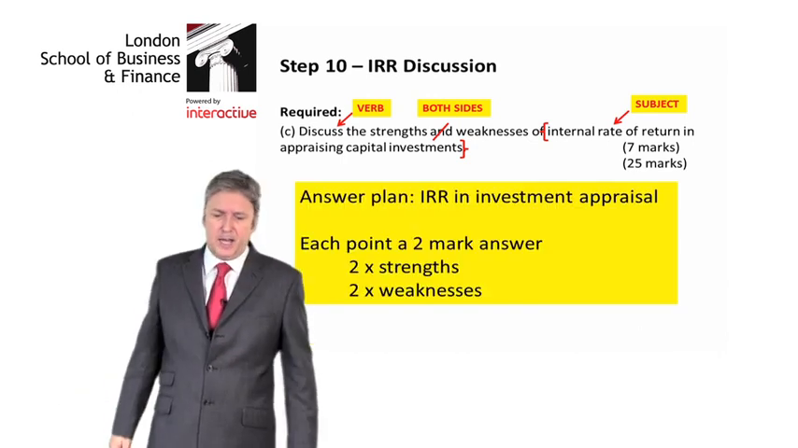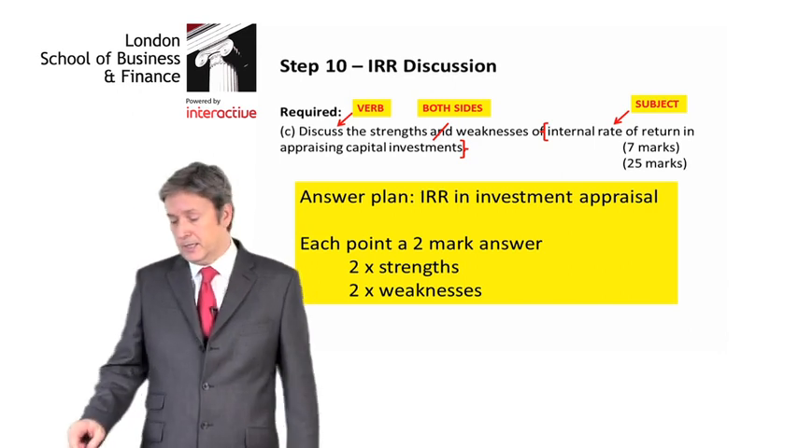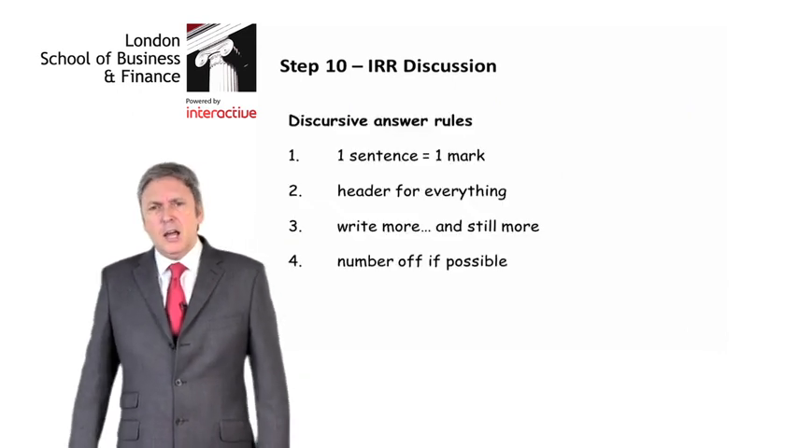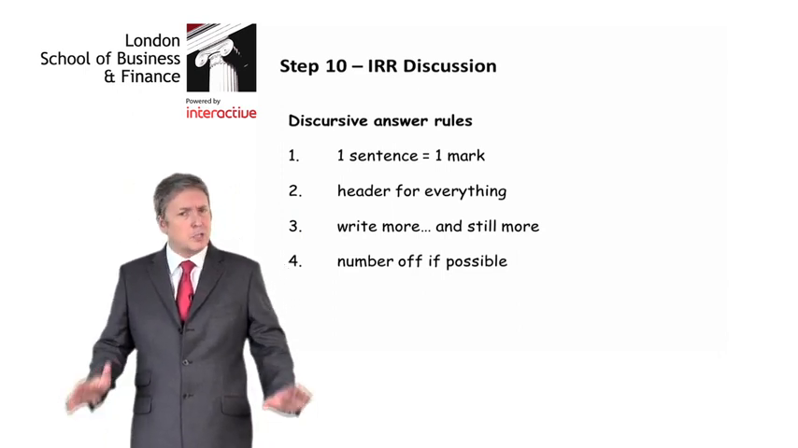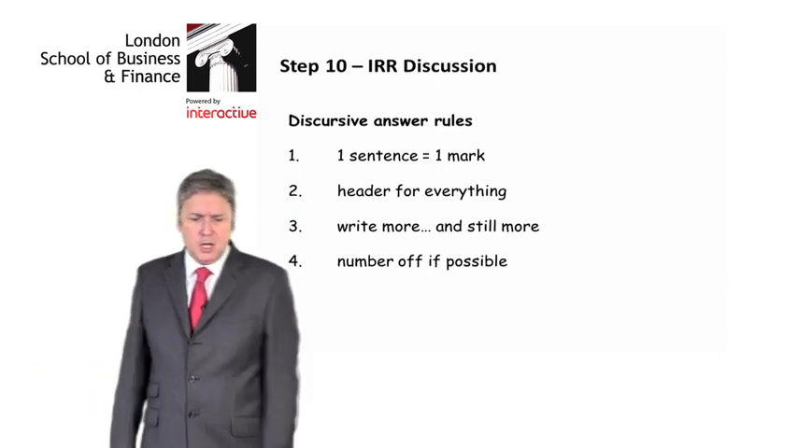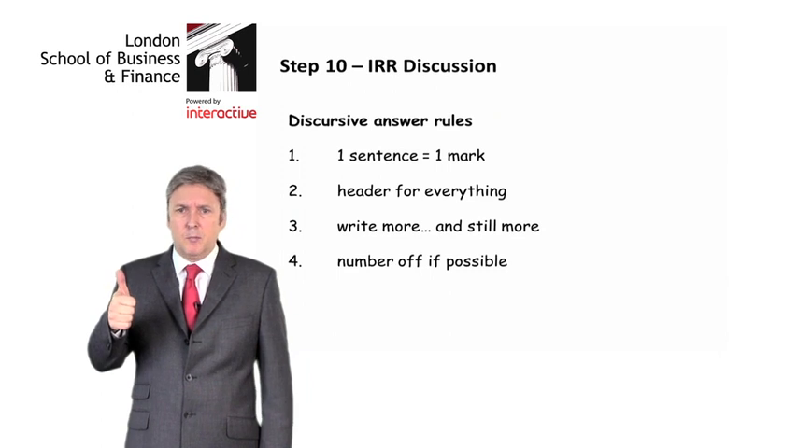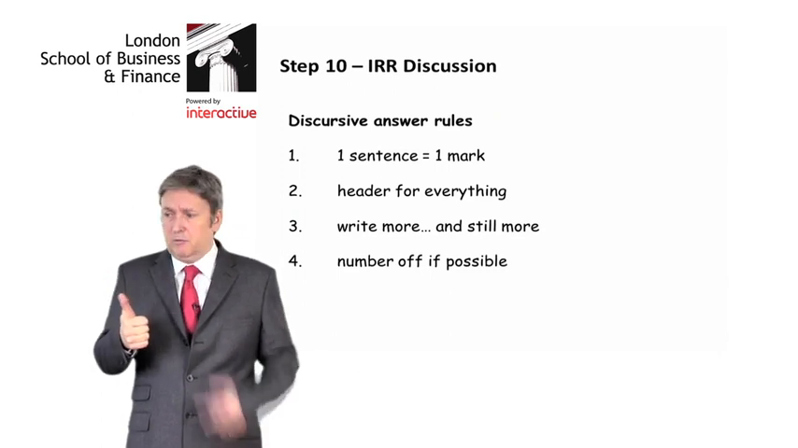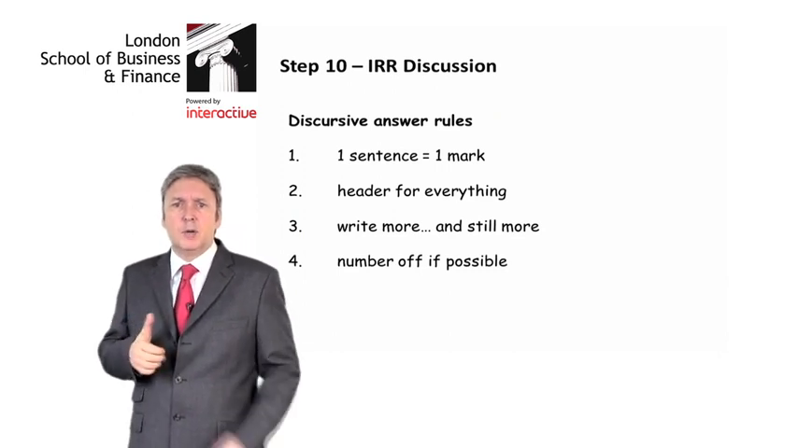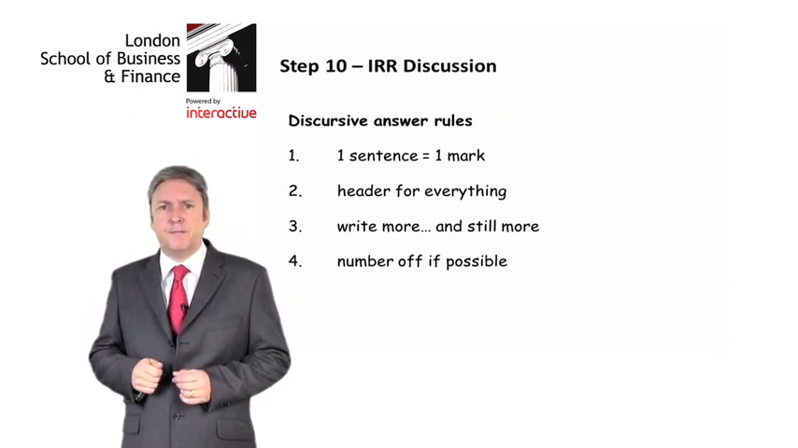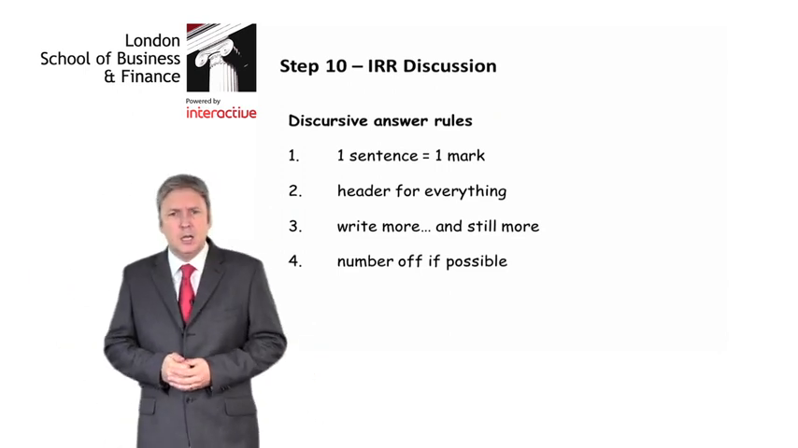So here's my answer plan. Each point a 2-mark answer, 2 strengths and 2 weaknesses. Now here are my discursive answer rules. Very simple. I just don't want to upset the examiner. So firstly, I adopt the rule of 1 sentence equals 1 mark. May not be true. If you write rubbish, it's going to score nothing. If you write fantastic sentences, you could score more. But I'm simply suggesting that a sentence will have a fact in it, and if that fact is appropriate to the question, we should score something.